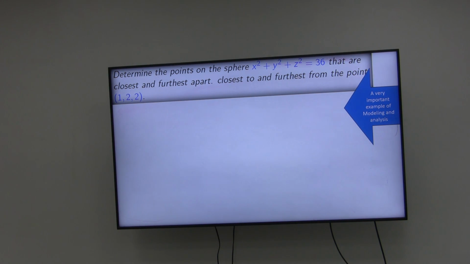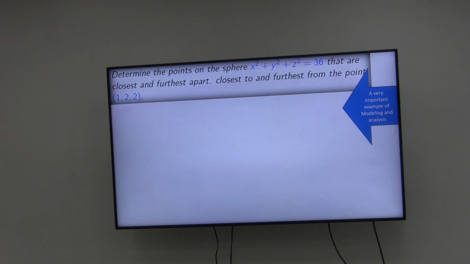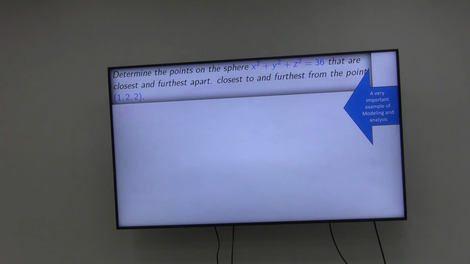Okay, how to do this? The good idea in this problem is that I will formulate my function. What is required to be optimized here? The distance between a point and (1, 2, 2). Am I right? Do you remember the equation of the distance, which is the square root of (x minus 1) squared plus (y minus 2) squared plus (z minus 2) squared? But if I use the square root formula for this distance and I'm trying to maximize or minimize it, the calculus is not going to be easy.